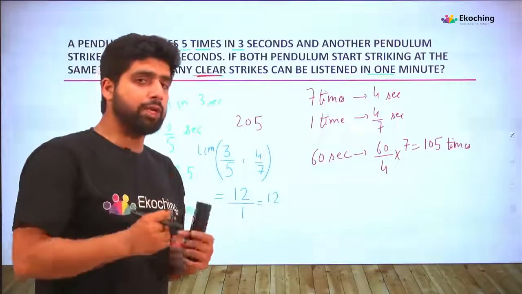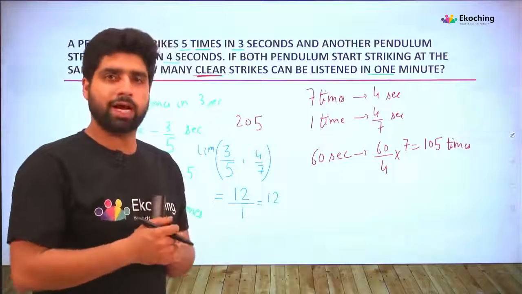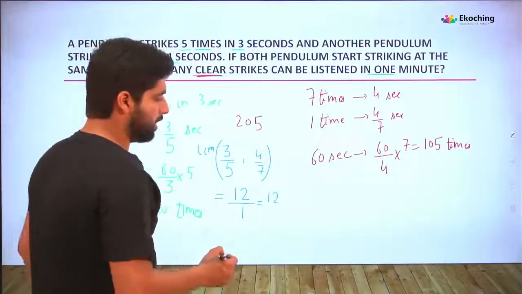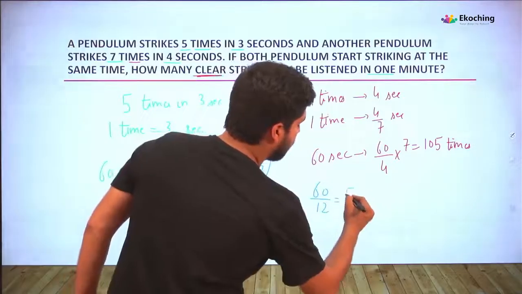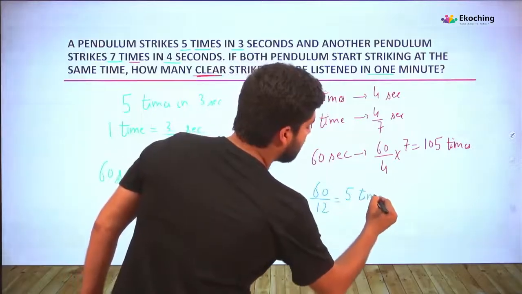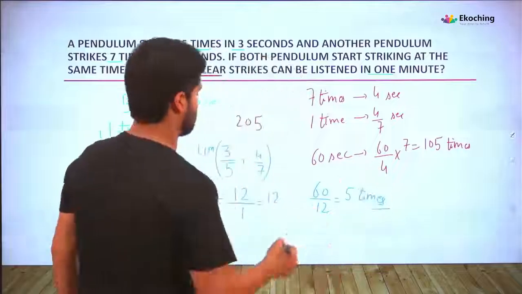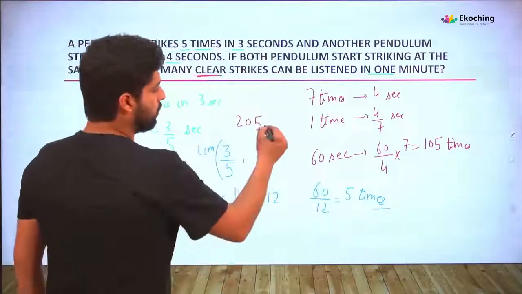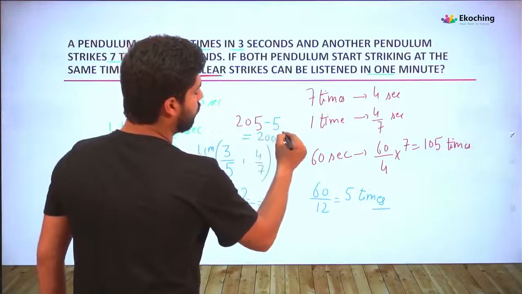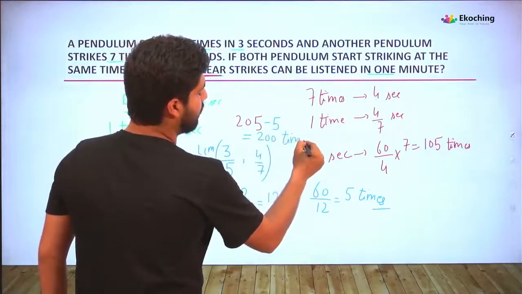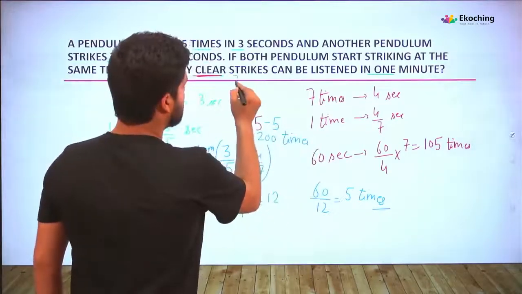So in every 12th second, they will strike together. So in 1 minute, or in 60 seconds by 12, for 5 times they would be striking together. So what we need to do now? This 205 minus 5. So for 200 times you will hear the clear strike.